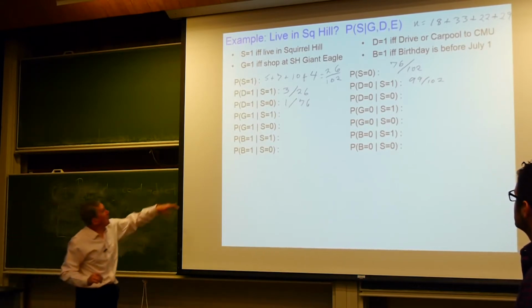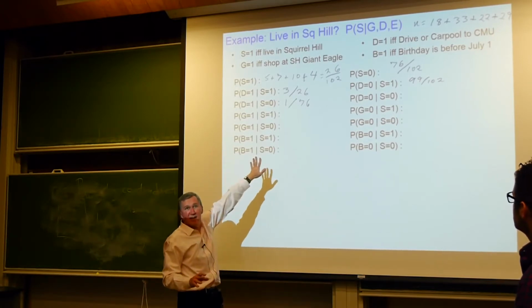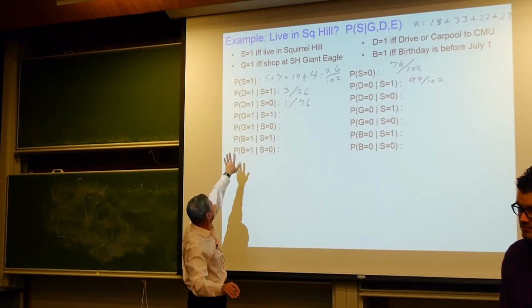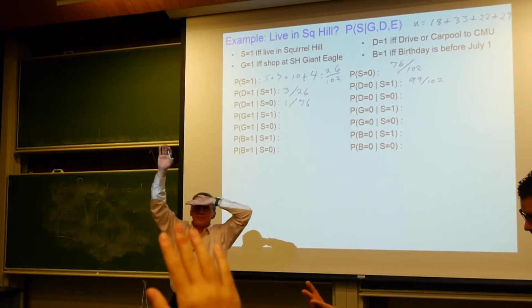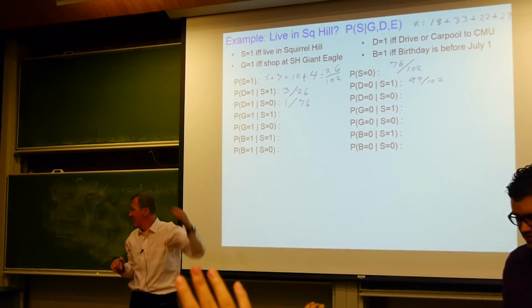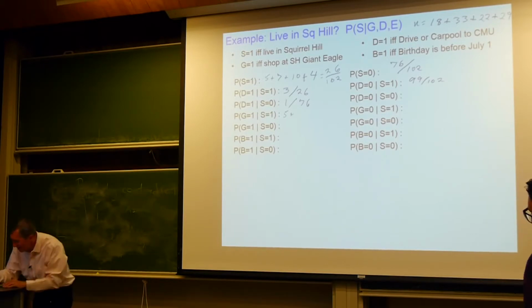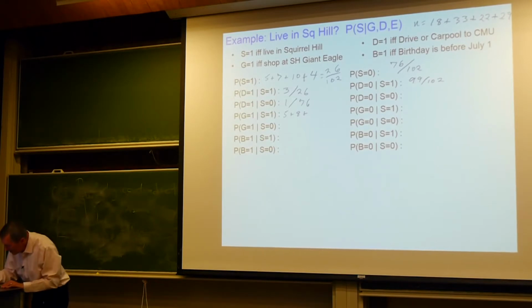Okay, now if you do live in Squirrel Hill and you shopped at the Giant Eagle at least once in September, raise your hand. 1, 2, 3, 4, 5. Okay? 8. 4.